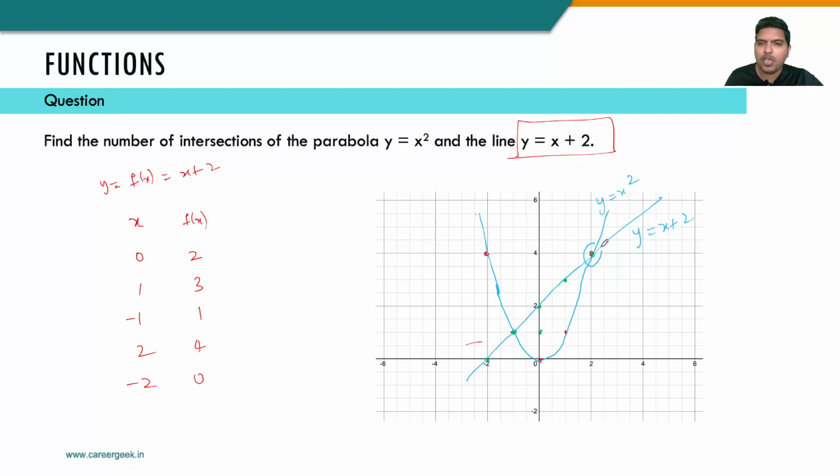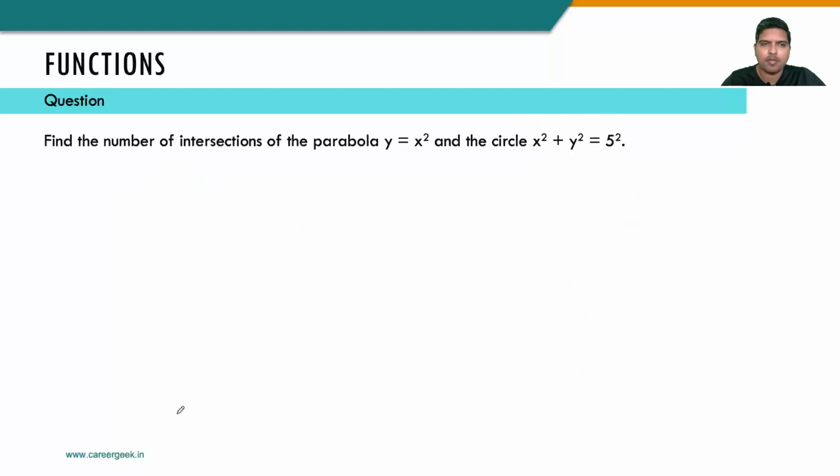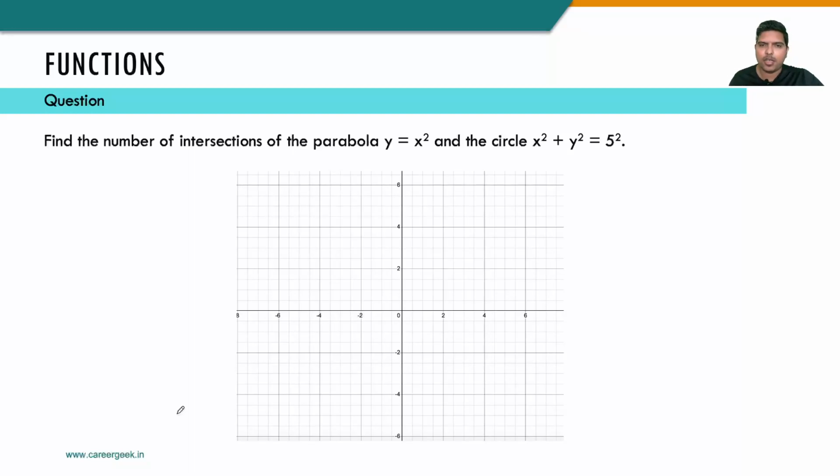And you can see both of these graphs are intersecting at 2 points. So the number of intersections are 2. So using the property of graph of function, you can answer these questions. Okay, the same way you can try.